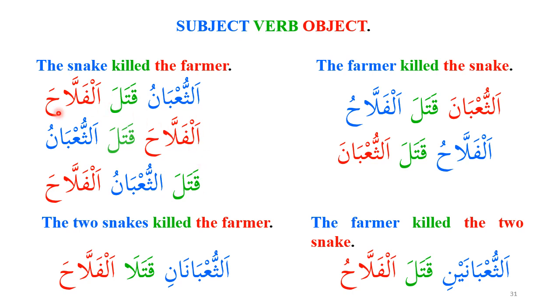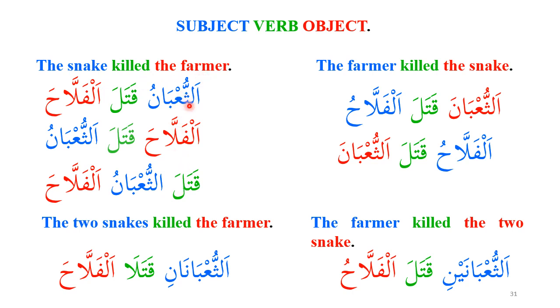But if you change the word order, say al-fallaha qatal al-su'banu, the meaning is the same. The snake killed the farmer, right? Or you say qatal al-su'banu fallaha. In all of this, the basic meaning is the same. The snake killed the farmer, but there are differences actually.